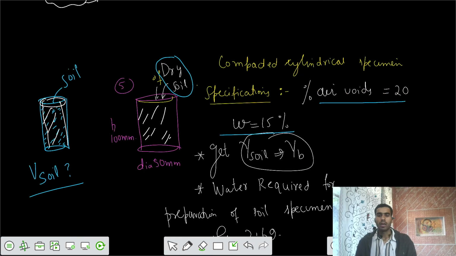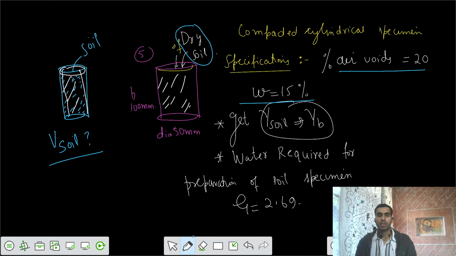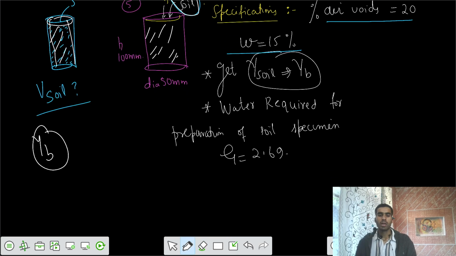And I know one more thing, that this was the initial value of dry soil. Now there would be the bulk unit weight as per the requirements, as per the specifications. Our soil specimen would be in the bulk condition. So can you get the solution now?